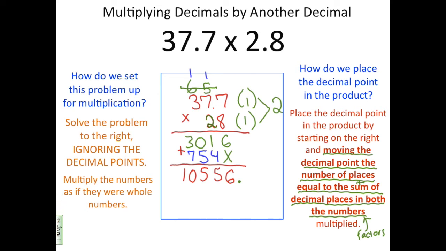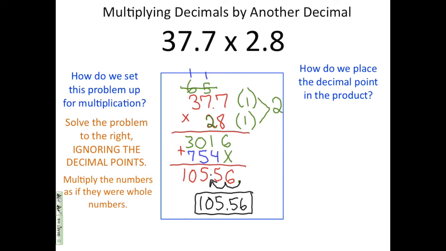So my decimal place is going to move over 2 places to the left, and I will place the decimal in between the 5 and the 5. I'm going to now rewrite the problem and box it. My answer is 105 and 56 hundredths.